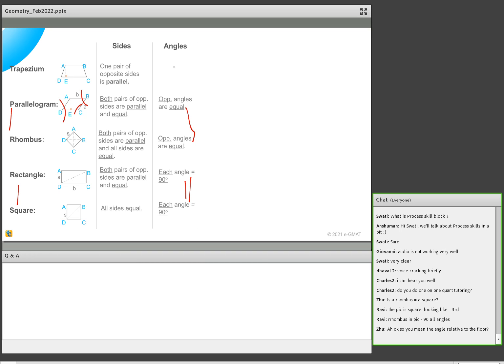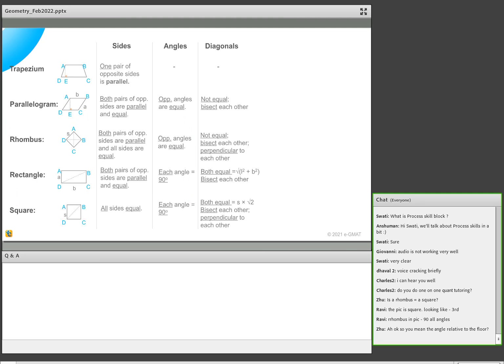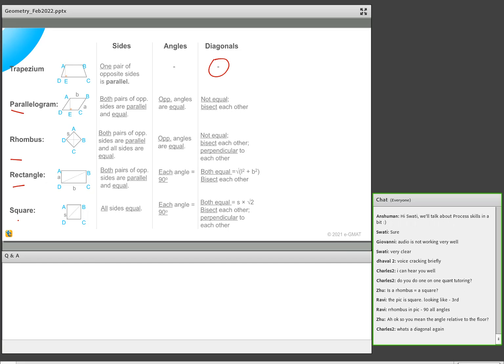So far, so good. Now let's talk about diagonals. This is where it gets very, very interesting. Again, with trapezium, there's not much insight that you can draw. But with parallelogram, remember this: whether it is parallelogram, rhombus, rectangle, or square, in all these cases, the diagonals bisect each other.